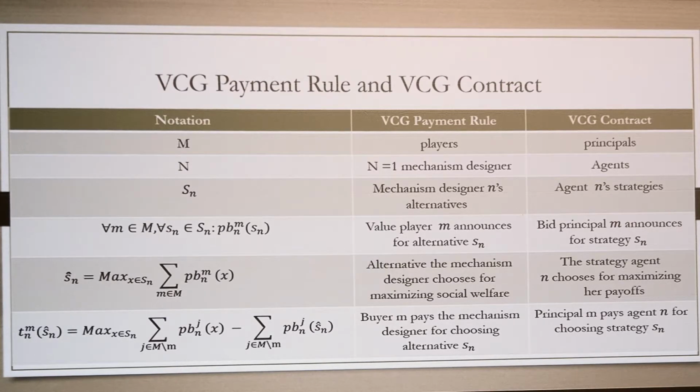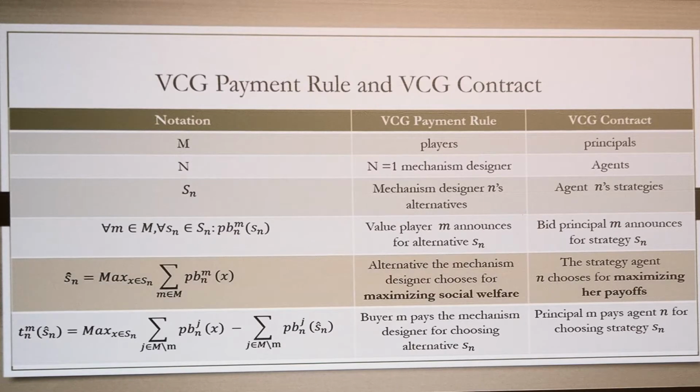So the M would be the players in the VCG payment rule and the principals of the VCG contract. Different names. The N, the mechanism designer, would be equal to 1, and agents, we'd have a few agents. SN would be the alternatives or the strategies in the VCG contract. PB is the principal bids, the values in the VCG payment rule.